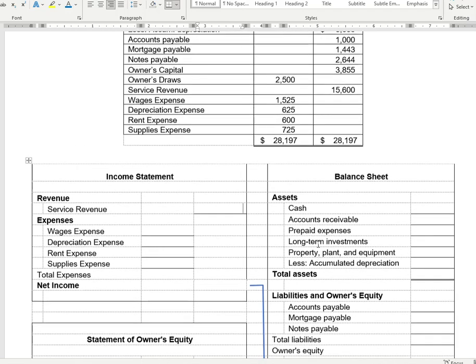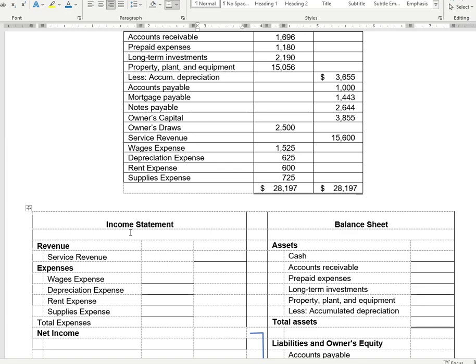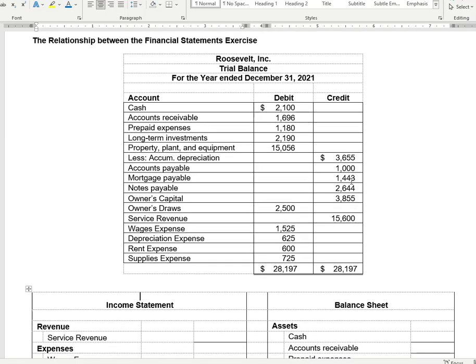Okay, so let's begin with the income statement. And we need to do a heading. So we'll do Roosevelt Incorporated is the name of the company, and the income statement is the name of the report, and this is for the year ended December 31st, 2021.